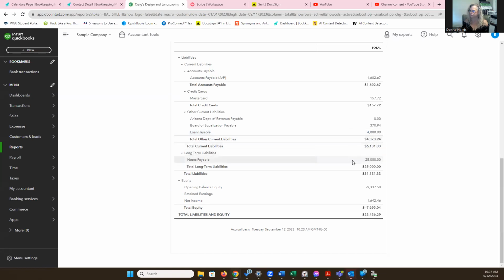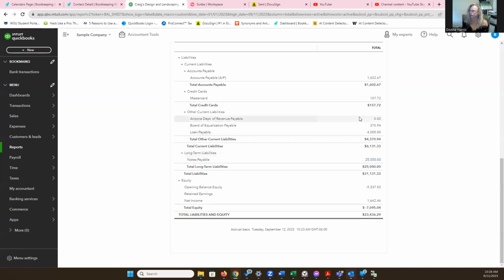It's not too far off. Then we have notes payable for $25,000. That is a long-term liability. That means we expect to pay that off in more than 12 months. Ideally, the current portion of the note payable will be up here.